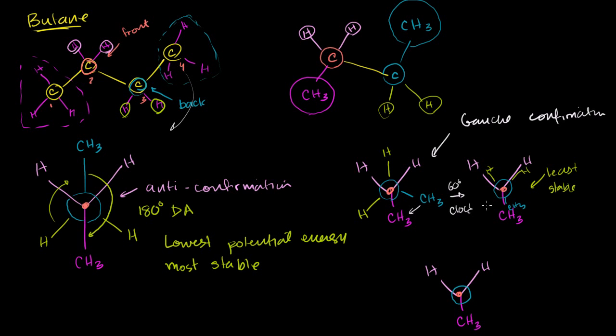And then if we were to go another 60 degrees from this, then we go to another gauche conformation. If you rotate this another 60 degrees, then you'd have a CH3 here, and then this hydrogen would be up here, and then this hydrogen here. So this is staggered. The methyl groups are not directly behind each other, but they're not as far as they could be if we were to rotate another 120 degrees and get to the anti-conformation. So this one right here is also a gauche conformation.